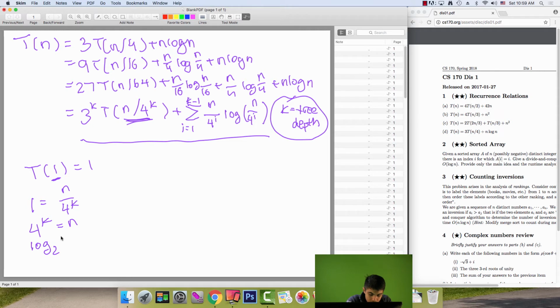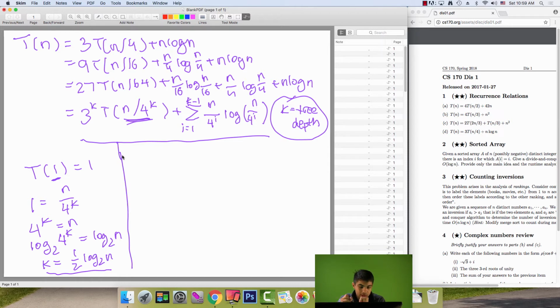And so log base 2 of 4^k equals log base 2 of n. And so you get k equals 1/2 log base 2 of n. So that's the depth of the recursion at which things reach the base case.